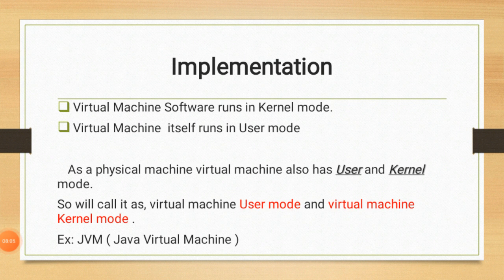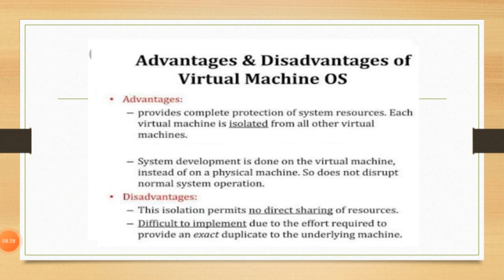In this slide, I said we implement this using the user mode and the kernel mode, as I have just explained. What is an example of a virtual machine? The JVM, the Java Virtual Machine. You will study this Java Virtual Machine in depth in Java. Next, what are the advantages and disadvantages of a virtual machine?